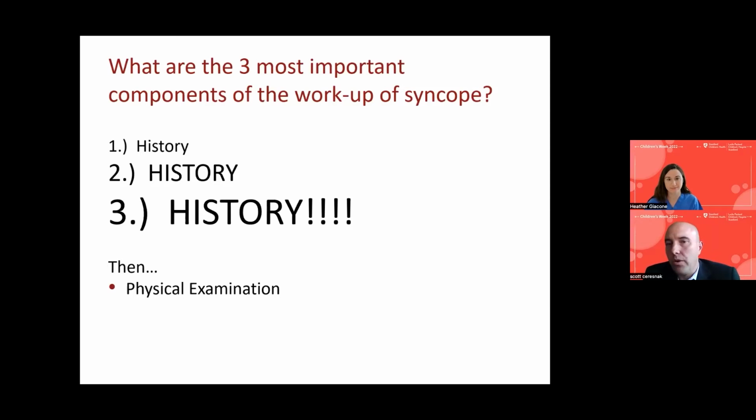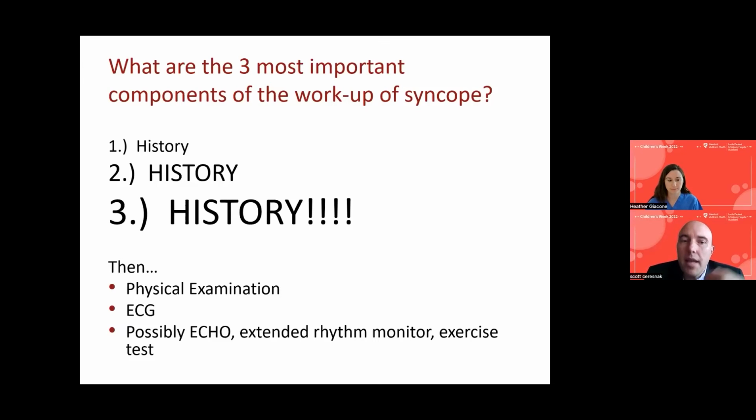Looking for a systolic murmur, a click, a gallop, anything that would be indicative of a cardiac cause of the syncope. Then looking at an EKG, they're presented in a great case of WPW, but looking for LVH and hypertrophic cardiomyopathy and other signs on the EKG that there may be something wrong with the heart. Then we talk about potentially an echo, extended rhythm monitor, or exercise testing. So clearly we have a stepwise approach to our workup of the patient in syncope.